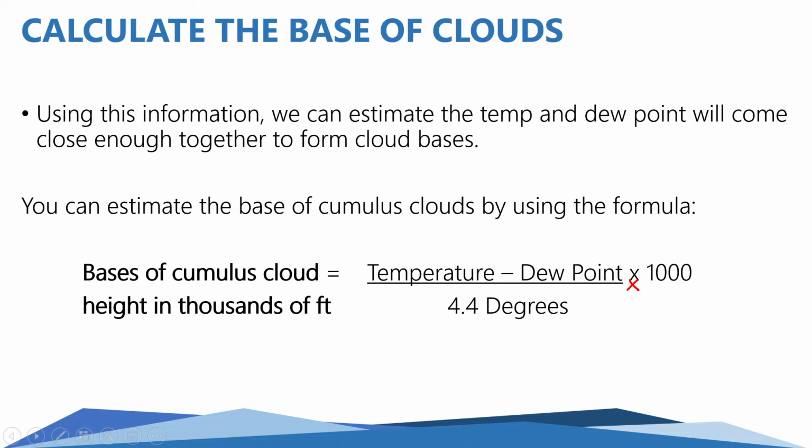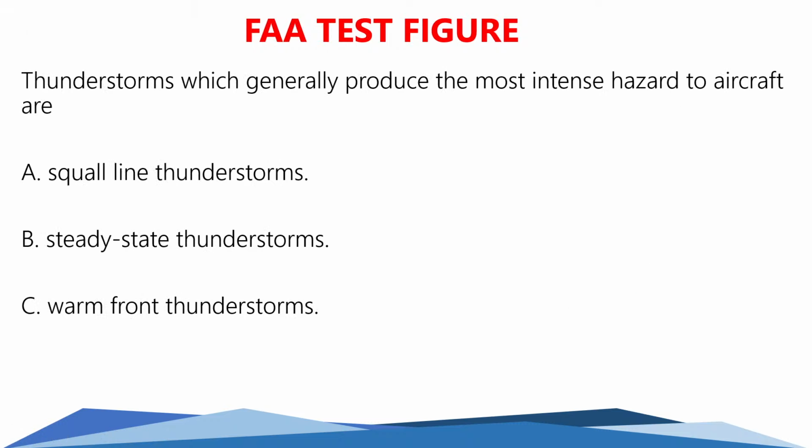All right. Good job, everybody. Next thing we're going to deal with is more weather. The rest of the class is just weather stuff. This is dealing with thunderstorms in particular. I'm going to go ahead and bring up that test question. Thunderstorms, which generally produce the most intense hazard to aircraft, are what? Is it squall line thunderstorms, steady state thunderstorms, or warm front thunderstorms? I'll give everyone about 60 seconds on that.